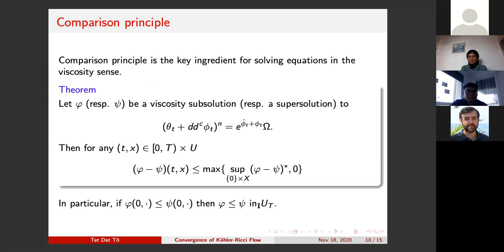What is the star here? Star here is the upper semi-continuous envelope. Okay, yeah, thank you for the question.